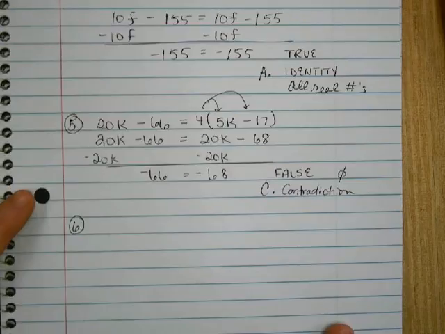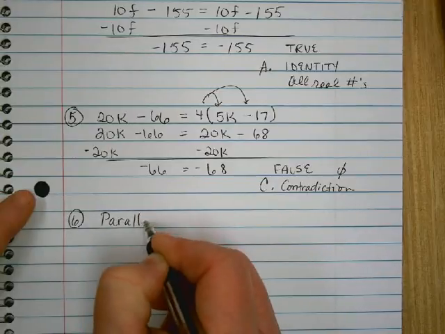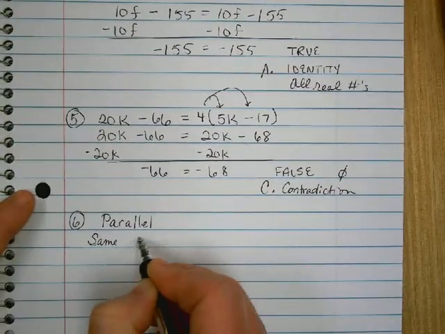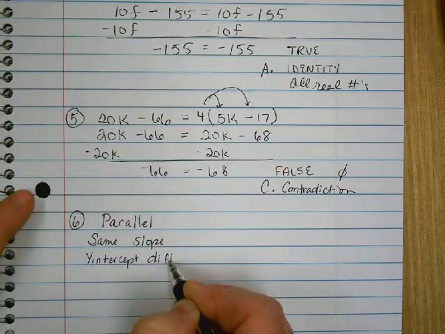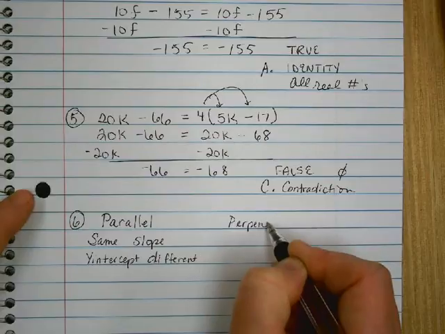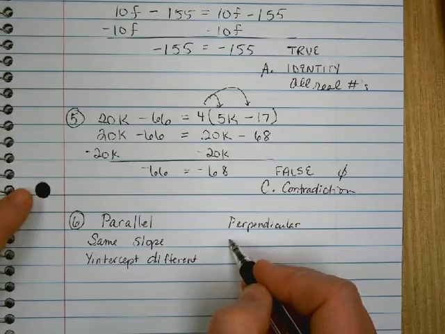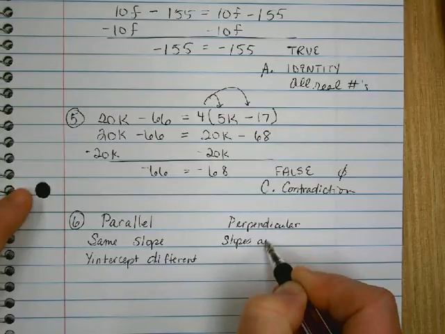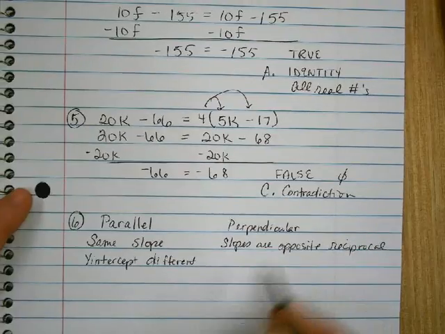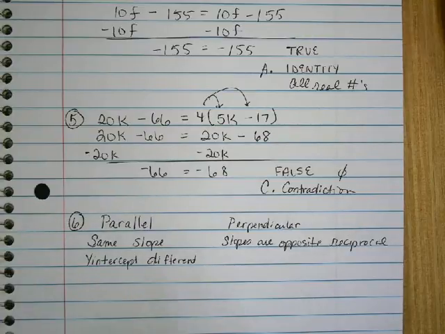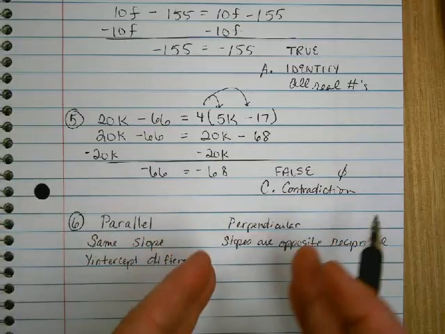Number 6, decide whether the pair of lines are parallel, perpendicular, or neither. What do you know about parallel lines? Their slope is the same, their y-intercept is different. What do you know about perpendicular lines? Perpendicular lines are going to intersect. We know that they're perpendicular because their slopes are opposite reciprocals. We don't care about the y-intercept. It doesn't really matter. That's not a determining factor. So if the slopes are the same, they're parallel. If the slopes are opposite reciprocals, they're perpendicular. If any other situation occurs, it's neither.